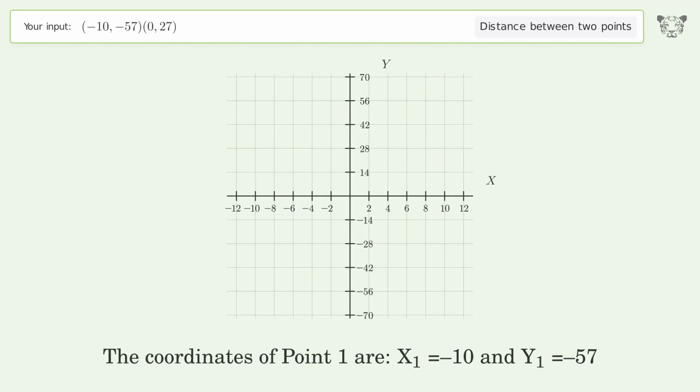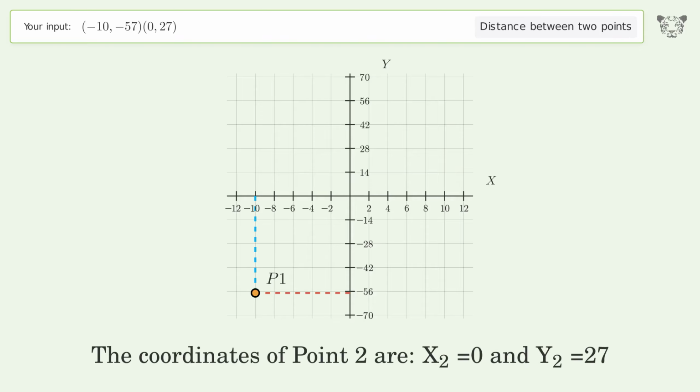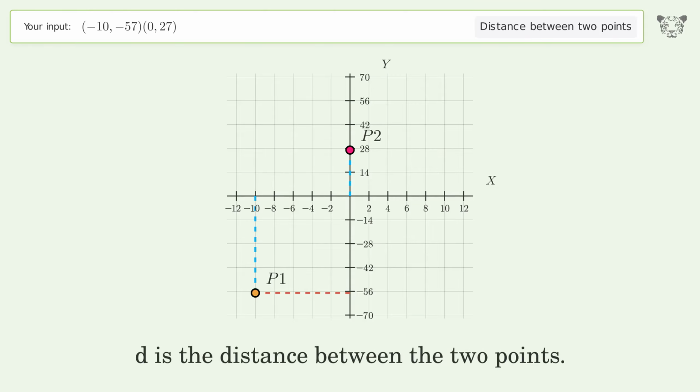The coordinates of point 1 are x1 equals -10 and y1 equals -57. The coordinates of point 2 are x2 equals 0 and y2 equals 27. D is the distance between the 2 points.